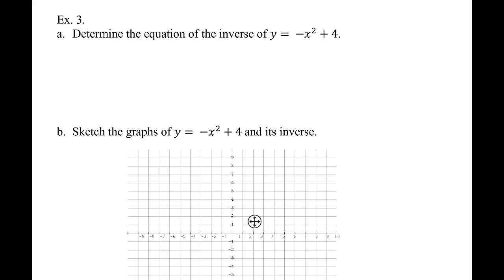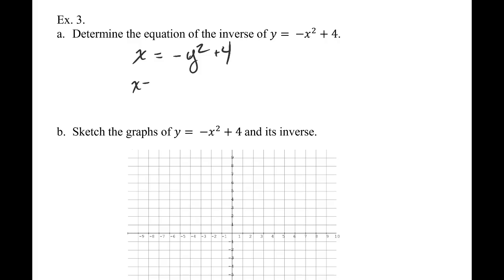So our first step is rewriting the equation as x equals negative y squared plus 4. Now, it would be lovely if we could leave it like this, but that is not mathematics convention. y always represents our output or our range, and we always like to have it isolated on the left or on the right. So we're going to have to reorganize this, and that's why we did what we did at the beginning of this lesson.